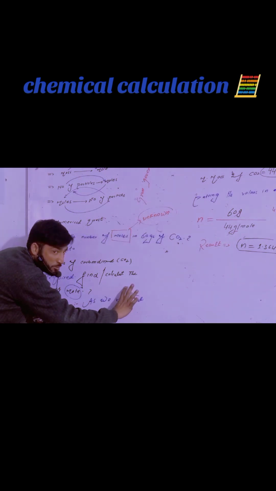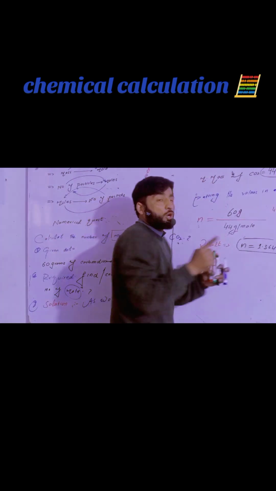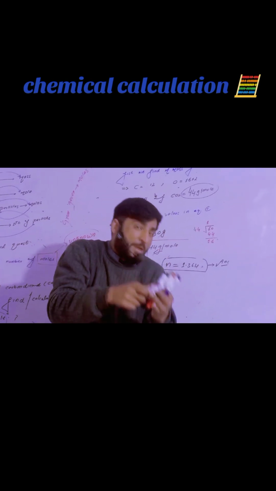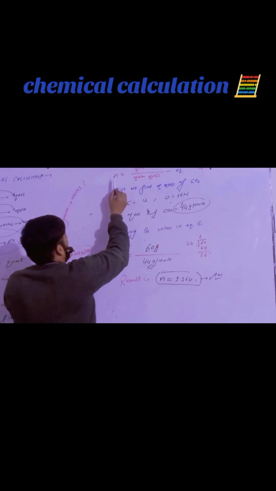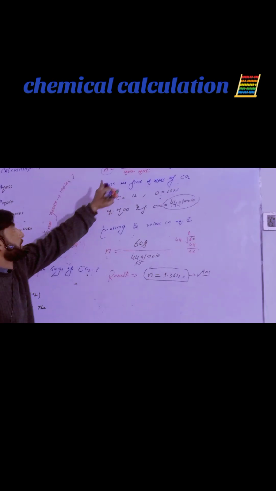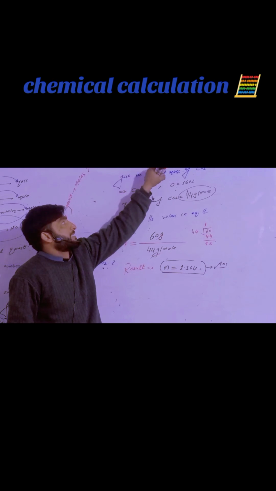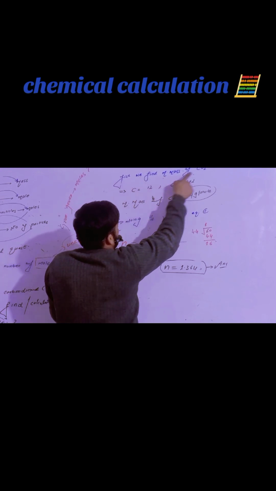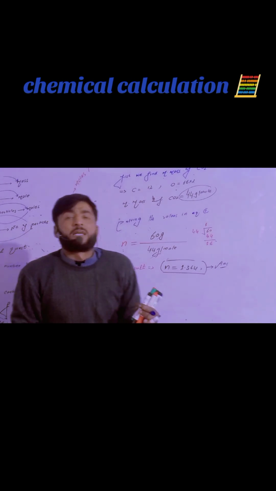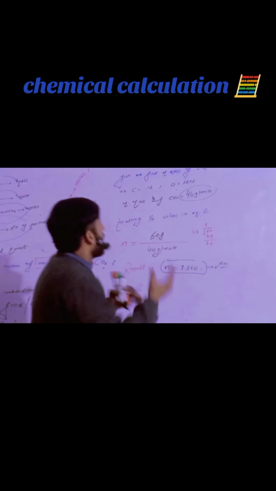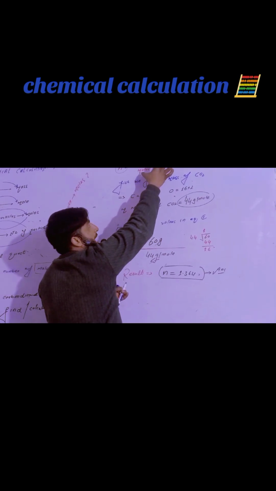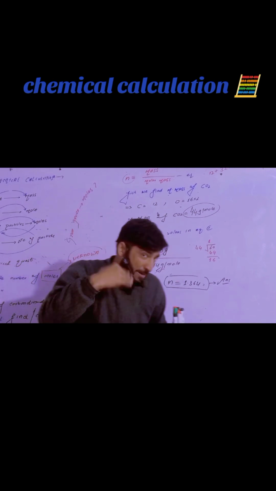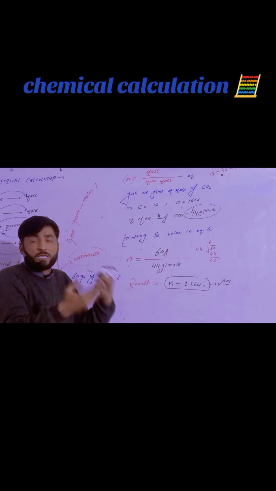As we know, we have a formula. When we find out the number of moles from the given mass, we can use this formula. The formula is N is equal to mass divided by molar mass. First of all, we will find the molar mass of carbon dioxide, because we don't have the molar mass. After we find the molar mass of carbon dioxide, we will put the value in the above equation, and then the numerical will be solved.